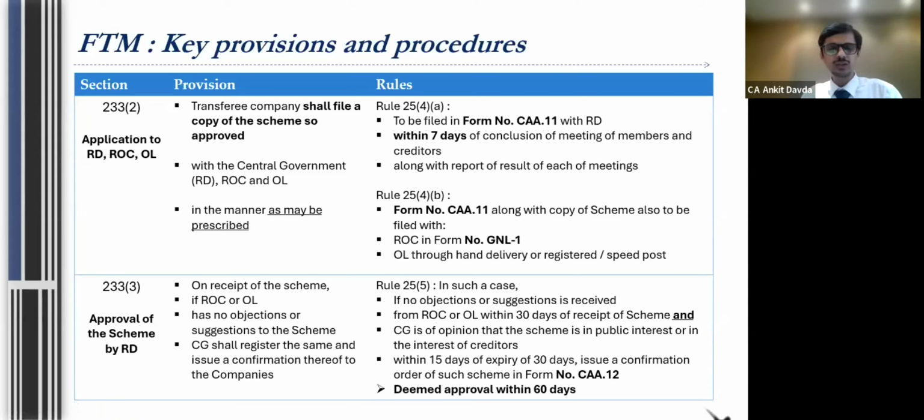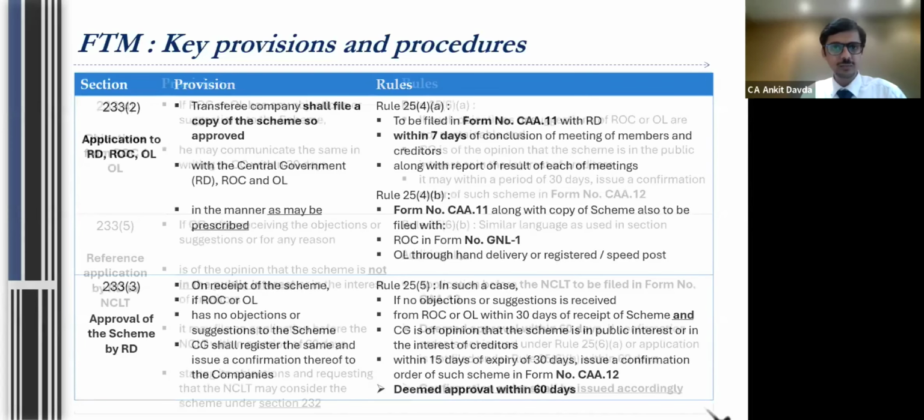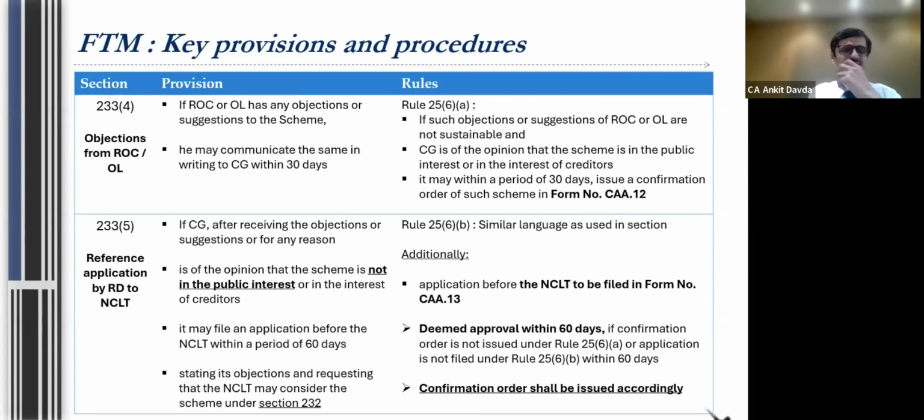But practically what we have seen is that RD would generally issue a letter, whether it receives objections from ROC or OL or not. On its own, RD will have certain queries and questions and companies will have to address that. So the process remains live, and it doesn't strictly get completed within 60 days. Generally, RD will issue a letter, the company will submit a response, and again they may have some incremental queries.